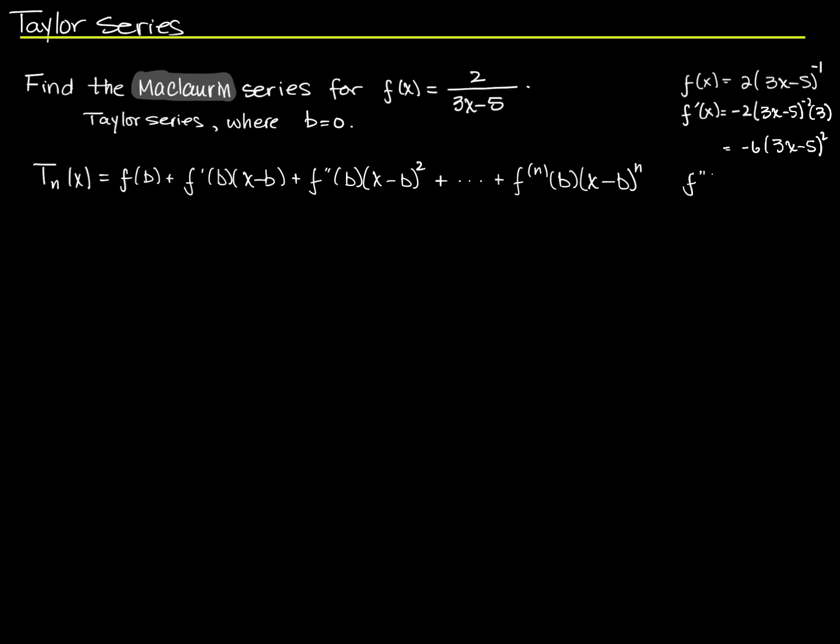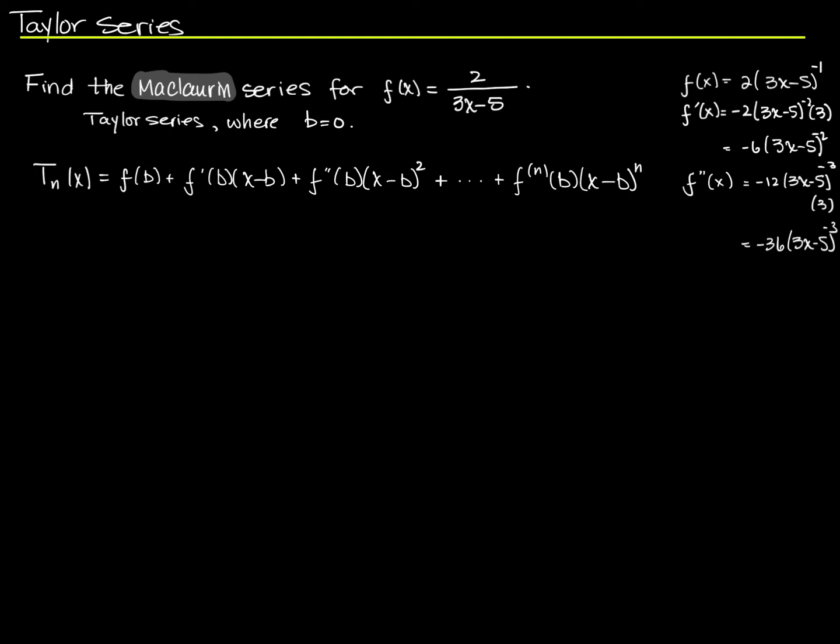And f double prime will be -6 times 2, which is -12, times 3x minus 5 to the power of -3, times 3, which gives me -36 times 3x minus 5 to the power of -3. The problem is I'm not just trying to figure out what these individual terms are this time. I'm trying to figure out how to write the nth term, because it's the nth term that gives me the pattern I need to be able to write the guts, if you will, of the series, right?